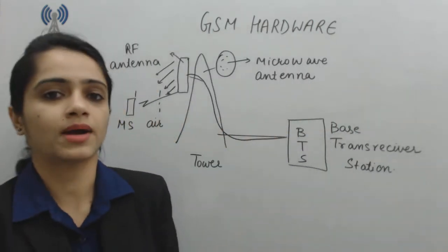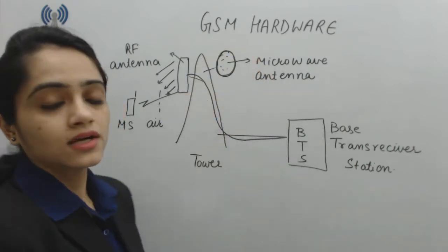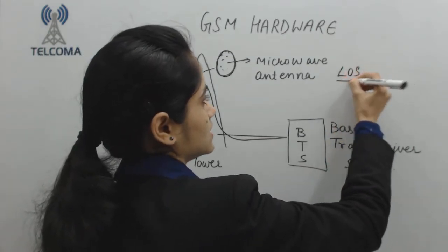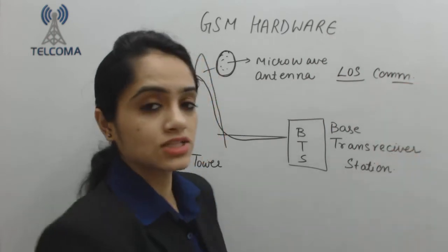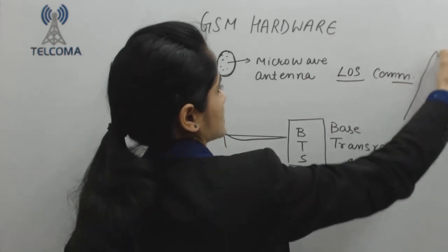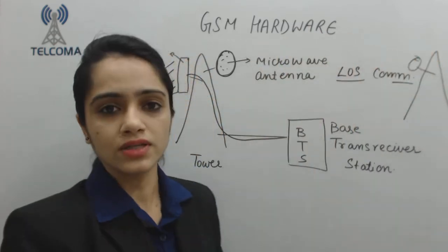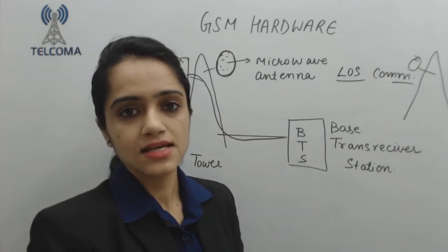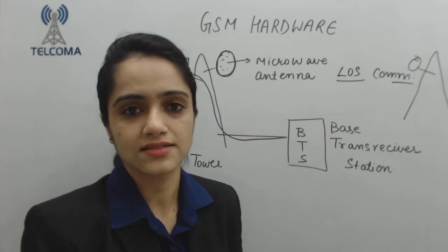So why do we require a microwave antenna? Microwave antennas are required for line of sight communication. These are required for LOS communication between two sites. If I have another site over here, we can directly communicate with one another. This is known as line of sight distance, and we require microwave antennas for interconnection of sites.